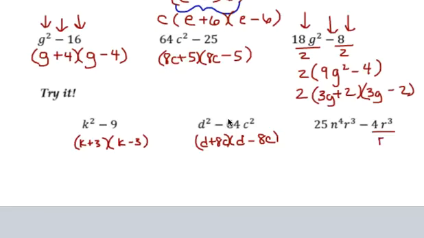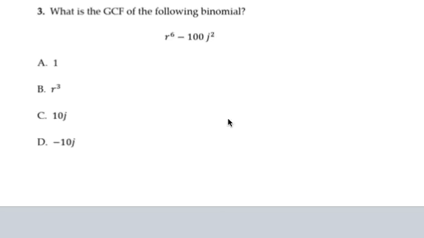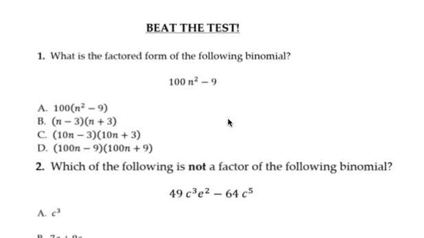This one here, you need to factor out your r cubed first. So you have r cubed, parentheses 25n to the fourth minus 4. Notice then that you have a difference of squares there, so that can factor down into r cubed times 5n squared plus 2 times 5n squared minus 2. Okay, now go ahead and do these problems on the back of your sheet, so pause it and then start it back up.